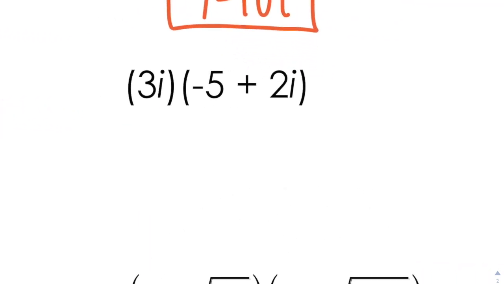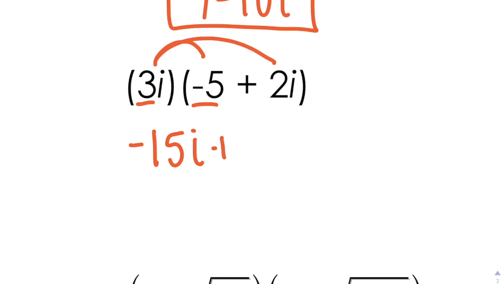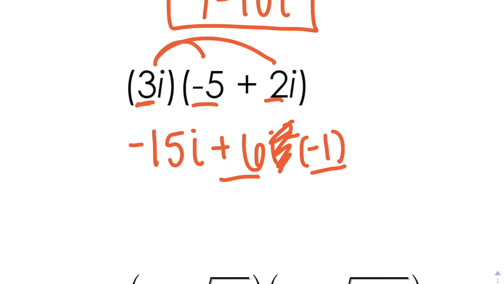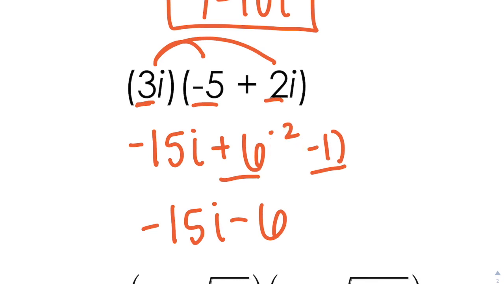So if I have 3i times negative 5, 3 times negative 5 becomes negative 15i. 3i times 2i becomes 6i squared. Well, i squared is just negative 1, so I can take that out. Positive 6 times negative 1 becomes negative 6, because that i squared back there all it does is change the sign, because it's really negative 1.